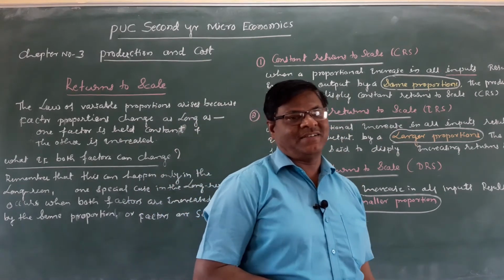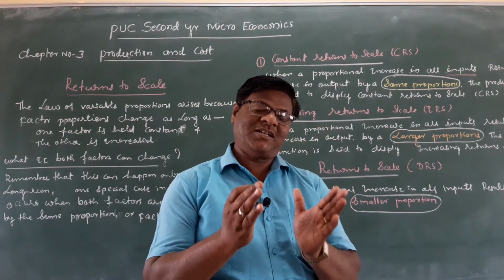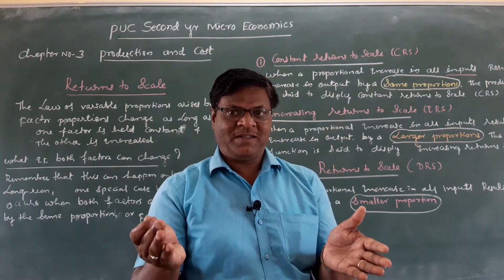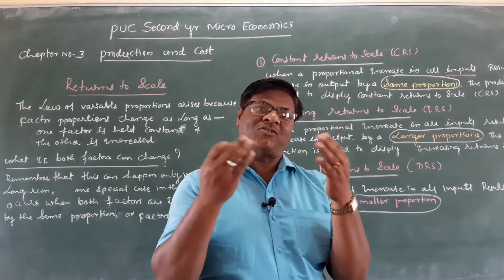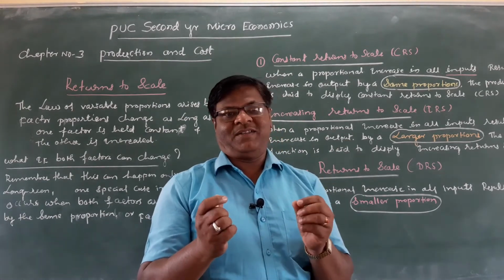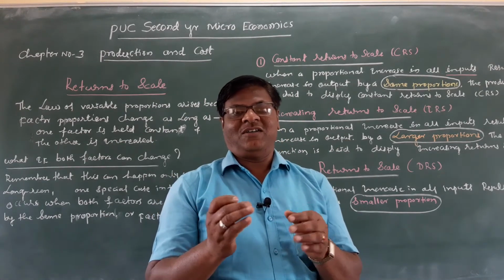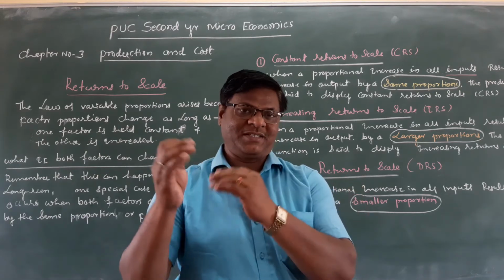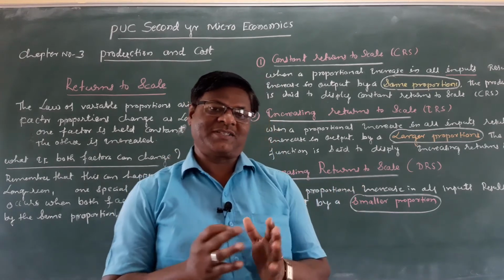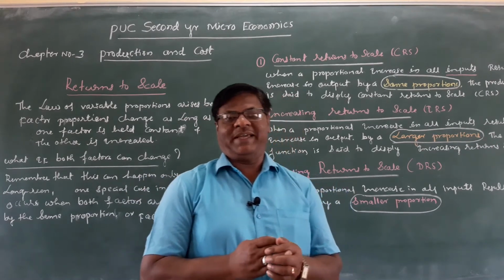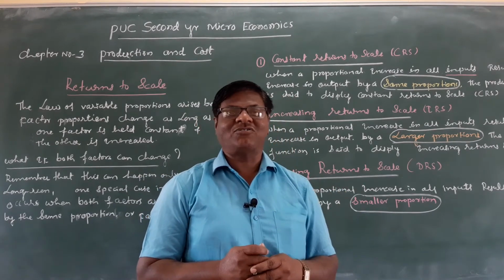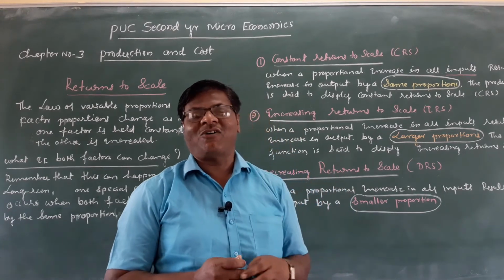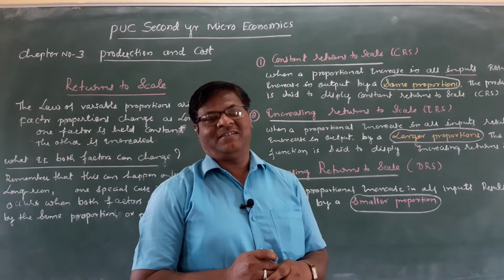It means that as we use the same proportions of all the inputs, there will be an increase in output, but the production or output increases in the same proportions. Then the production function is said to display constant returns to scale. It is called constant returns to scale.